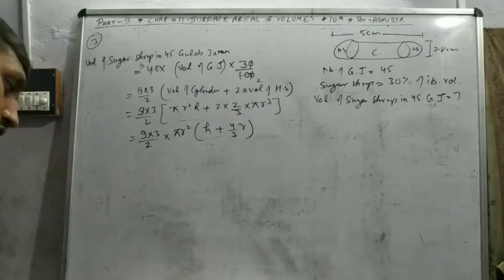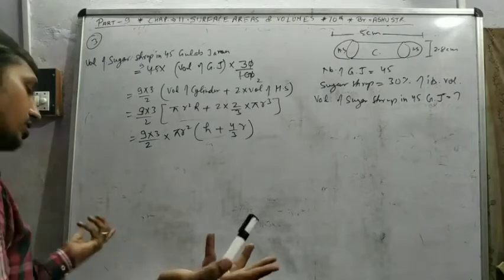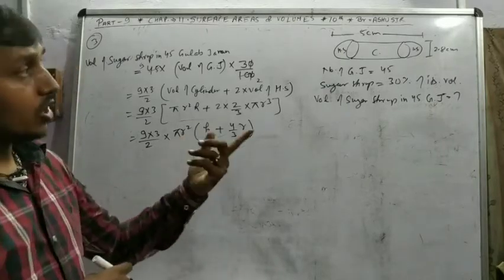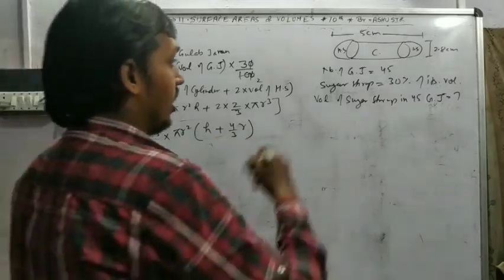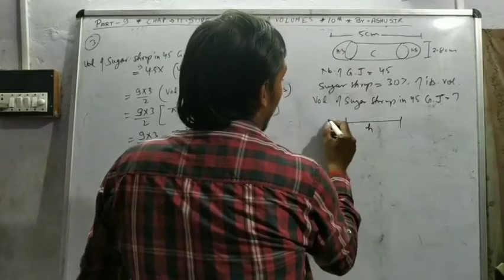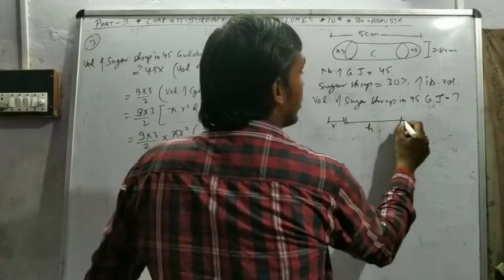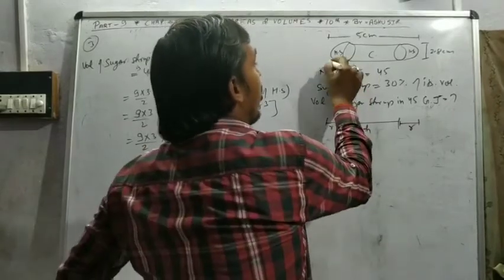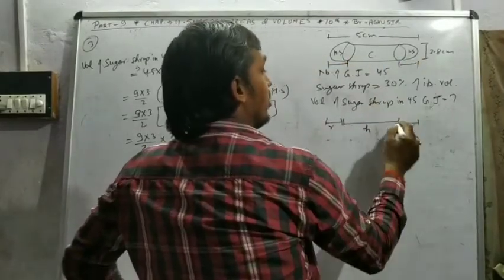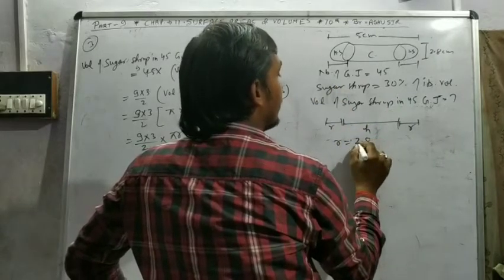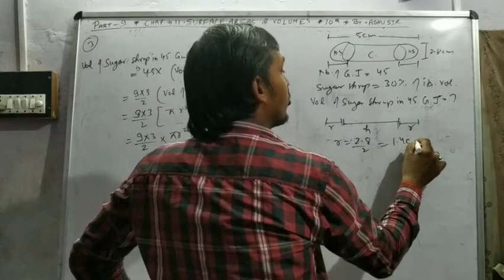Pi value is not given, you can simply take 22 by 7. H value is not given, so find it. If I say from here to here is the height, this part is the radius, this part is the radius, because the radius is the height of the hemisphere. So where is the radius? Radius is 2.8 by 2, 1.4 centimeter.